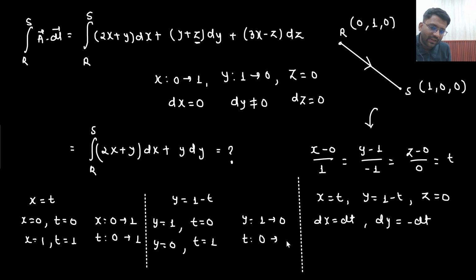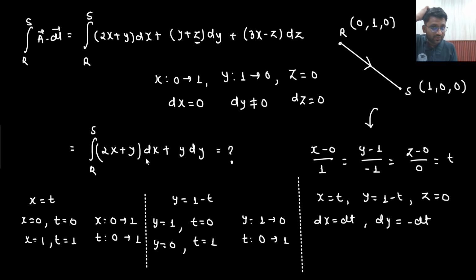So by any one you can check, whether with x or with y. You don't need to check again and again. Just simply see that x equals t, which means if x is going from 0 to 1, then t will also go from 0 to 1 only. Now this complete thing can be replaced with a single variable, t. X is nothing but t only.